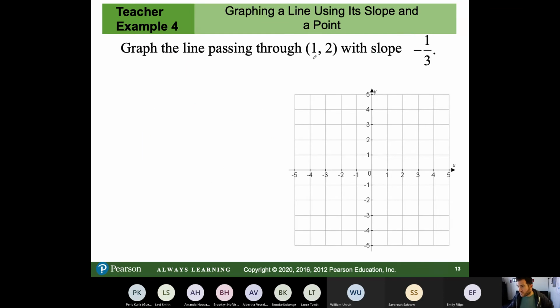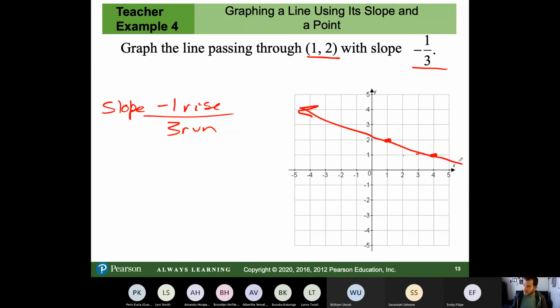This one says graph the line through 1, 2 with a slope of negative 1/3. Remember my slope, and I would encourage you to always stick the negative with the top number. So I'm thinking this is a negative 1 rise over a 3 run. Now, instead of using slope-intercept form where we start at the intercept and then do our slope, we're going to do the same thing, but start at this point. So we start at the point 1, 2, rise of negative 1, run of 1, 2, 3, put a dot, connect the dots, and we're good.